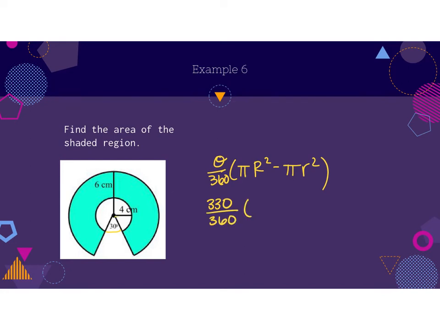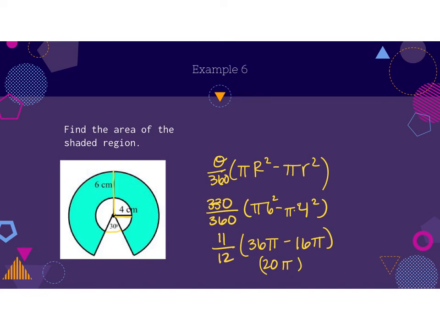If we look here, we are given the small radius of 4. I'll bring everything else down. Our big radius is 6. Bring everything else down. We can simplify 330 out of 360 because it's the same as 33 over 36, which reduces to 11 over 12. I can do 6 squared, which is 36 pi, minus 4 squared, which is 16 pi. 36 minus 16 is 20 pi. We still have our 11 over 12.